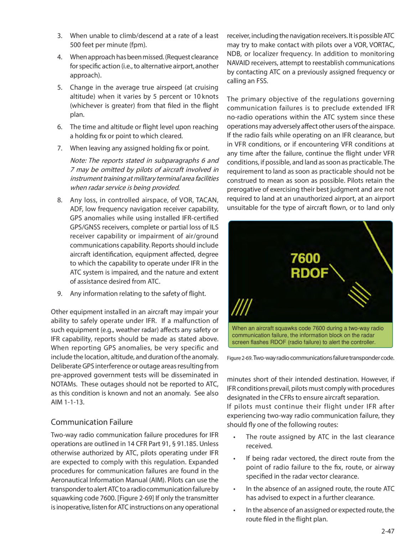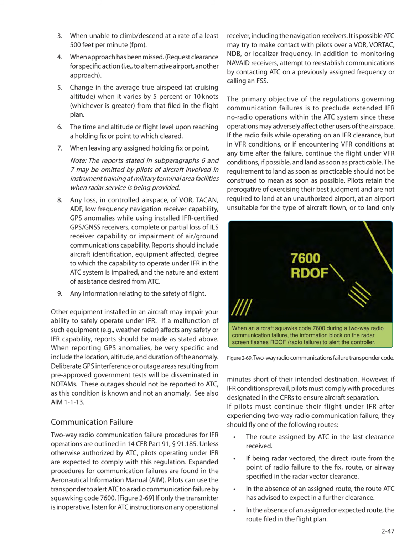5. Change in the average true airspeed, at cruising altitude, when it varies by 5% or 10 knots, whichever is greater, from that filed in the flight plan. 6. The time and altitude or flight level upon reaching a holding fix or point to which cleared. 7. When leaving any assigned holding fix or point. Note: the reports stated in subparagraphs 6 and 7 may be omitted by pilots of aircraft involved in instrument training at military terminal area facilities when radar service is being provided.